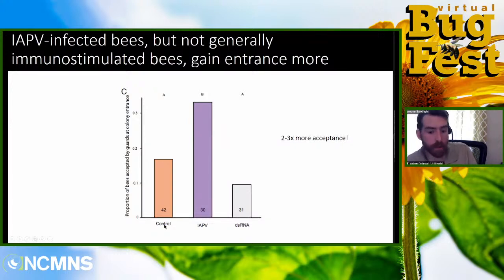Some do get in. This is always something that happens. Drifting behavior occurs. We expect that. But the vast majority of them are rejected. But if they're infected, they are much more likely to get let in. And I'll point out here that this is an effect that only occurs for bees who are actually infected. The bees who just have their immune system turned on actually get attacked even more.